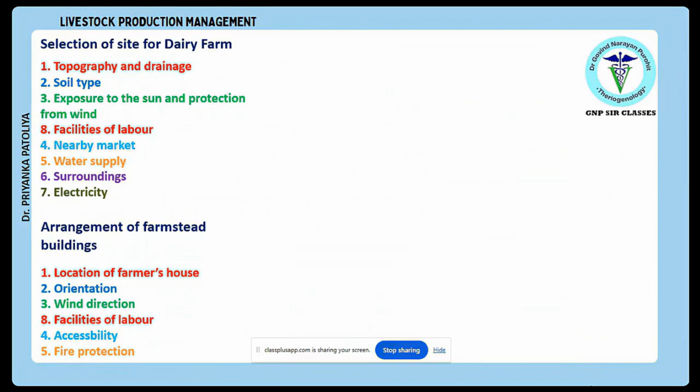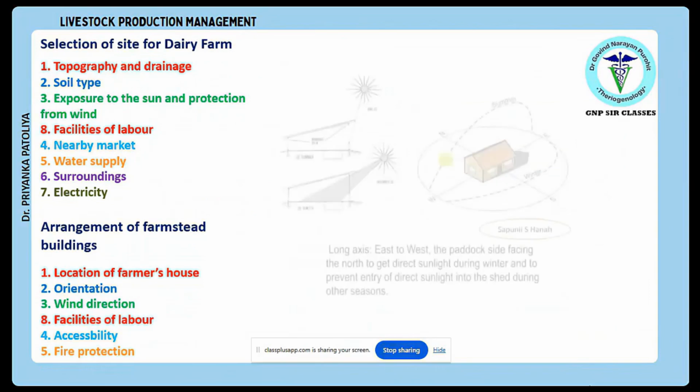The orientation of the various buildings. It is recommended that the length of the animal shed should be in the east-west direction so that we can get the maximum exposure of the sun, and it should protect from the prevailing winds. The wind direction we have to consider, easily accessible to labor, accessibility to the market, and fire protection should be there.